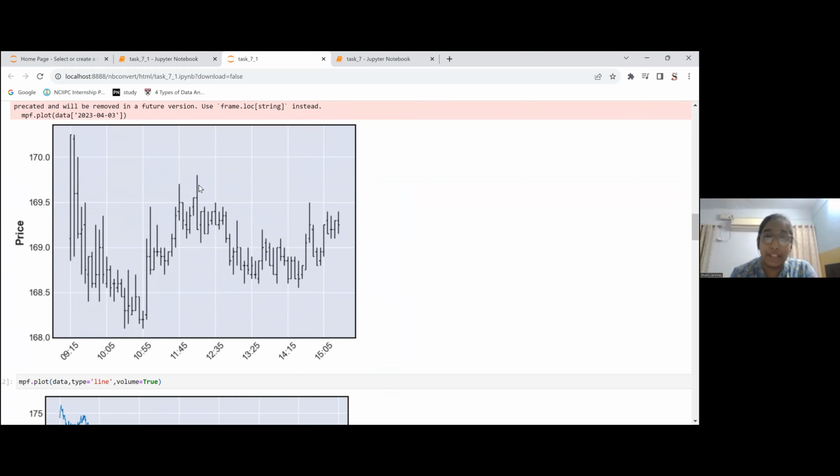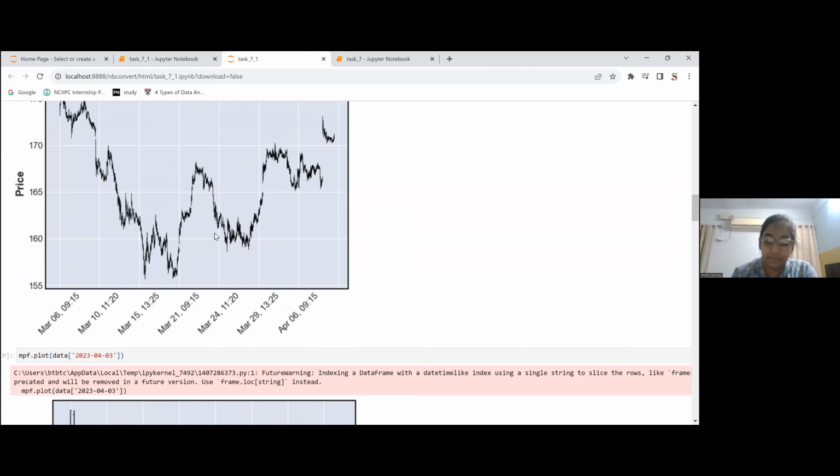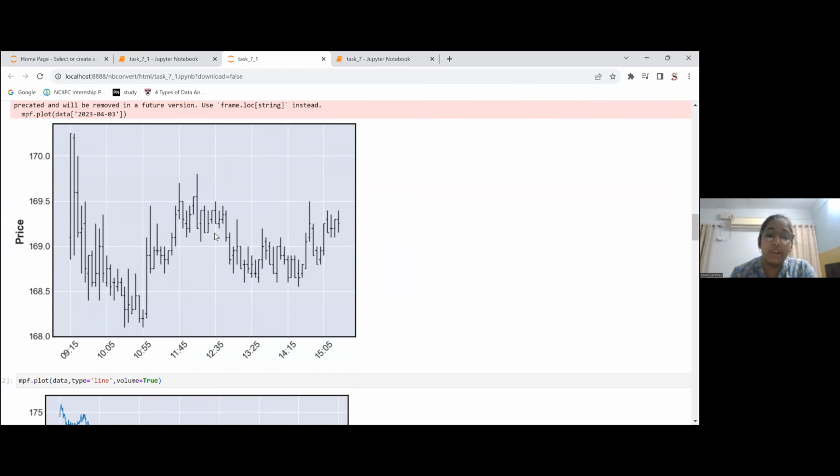As I have mentioned, there are lines and there are open, high, close. A particular pattern from this chart is followed up here. So this is an OHLC graph.